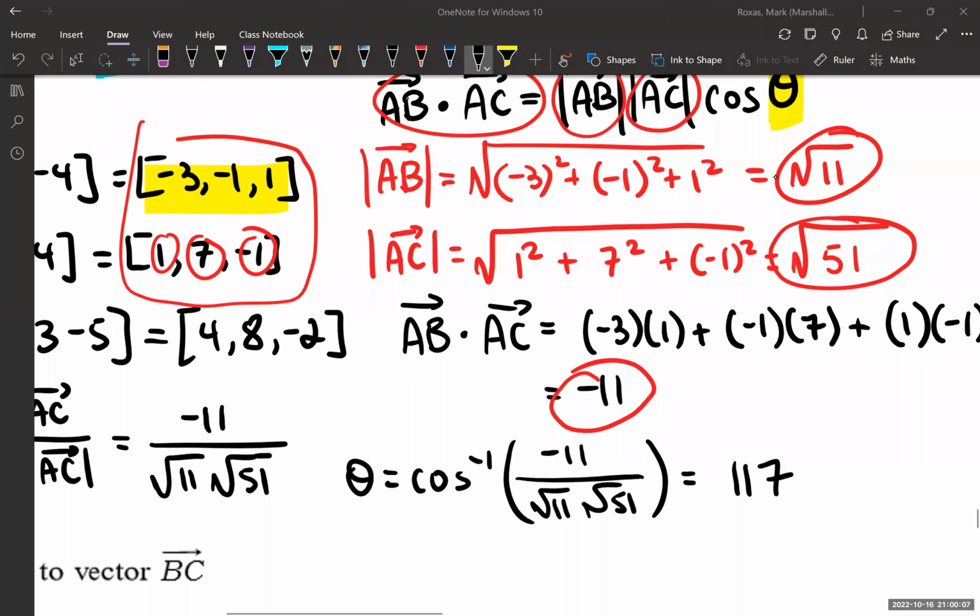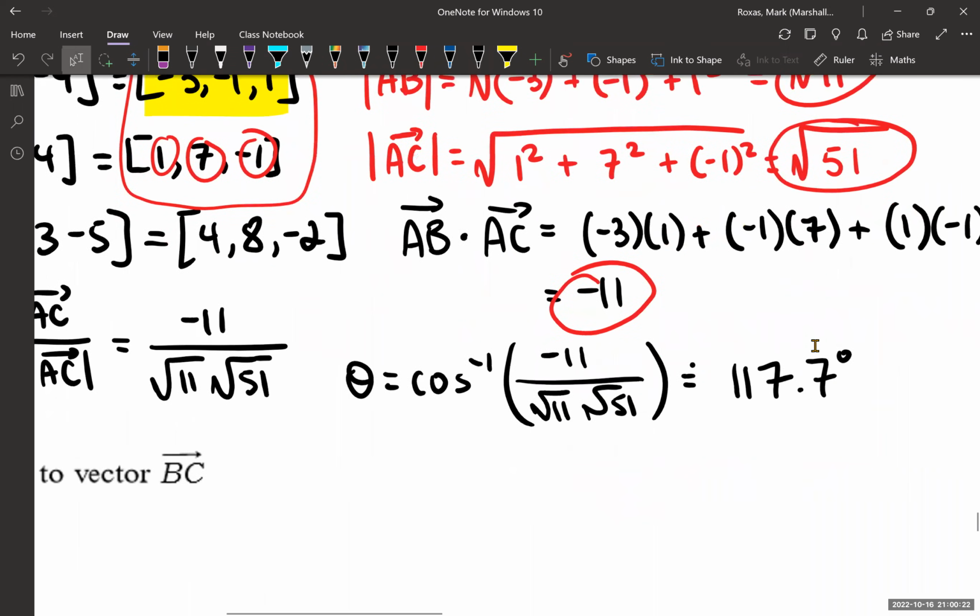The resulting angle should be 117.6 degrees, rounded, or 0.7 actually. Okay, so it's important to keep the exact value. Use square root of 11, use square root of 51. Don't calculate the decimal, don't round the decimal from these numbers until you finally get to the final answer.